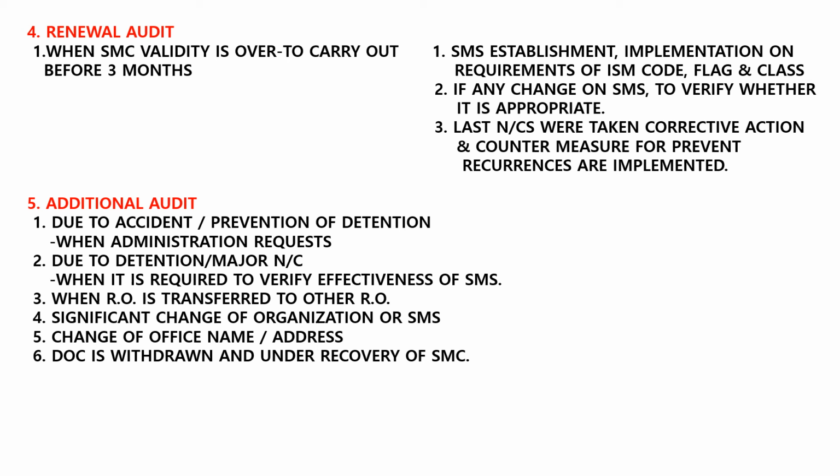5. Additional audit. When additional audit is required, 1. Due to an accident, prevention of detention, when the administration requests. 2. Due to detention and major nonconformity, when it is required to verify the effectiveness of the SMS. 3. When the RO, recognized organization, is transferred to another RO. 4. Significant change of organization or SMS.